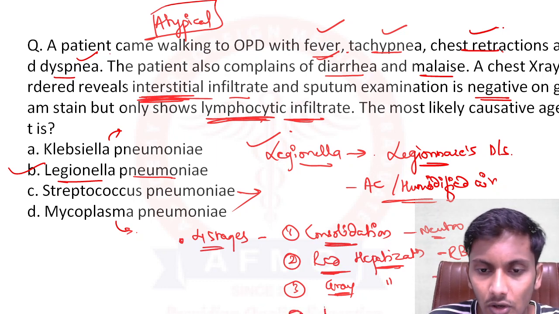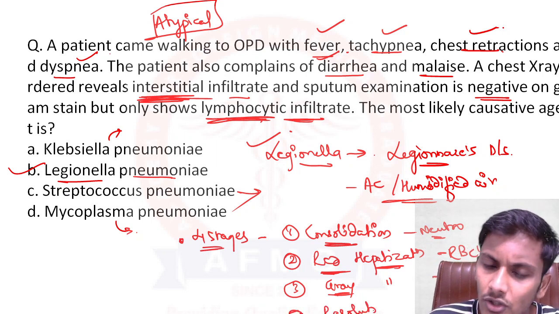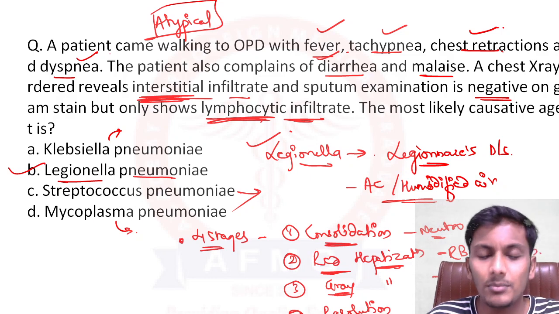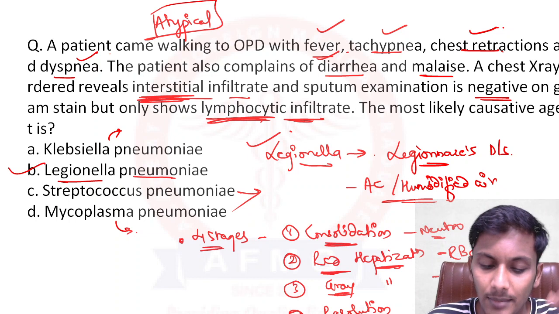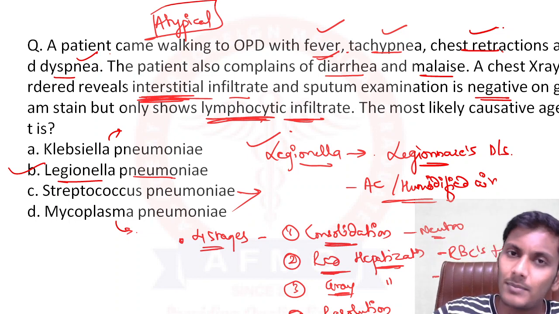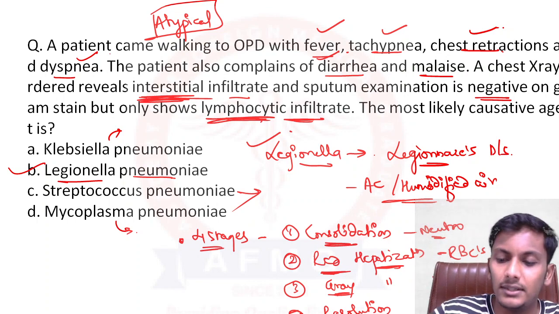And last is your resolution. Okay, usually pneumonia resolves on its own, right? So please remember, the most common fate of pneumonia is resolution. This question has been asked multiple times. Most common fate of pneumonia is resolution, and in the resolution phase macrophages are seen to clear up all the debris.